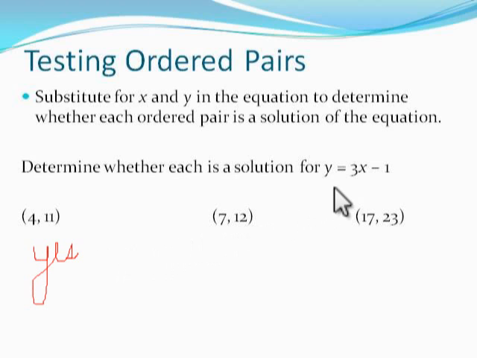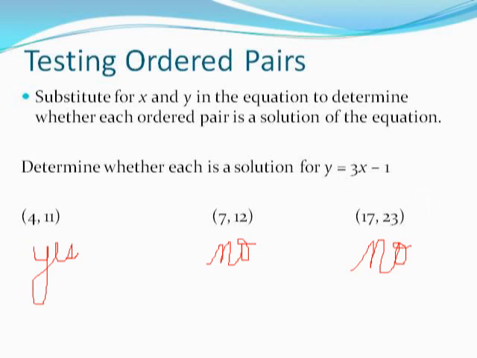Alright, how about 7 and 12? If we put 7 in for x, we get 21, minus 1 is 20. So we do not get an output of 12. This is not an ordered pair solution. 17 and 23. If we take 17 times 3, think about that for just a moment. 17 times 3, we get 51. 51 minus 1 would not give us 23. So this is also not a solution for this linear equation.